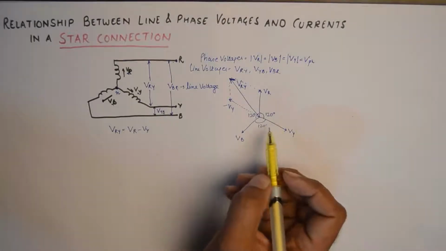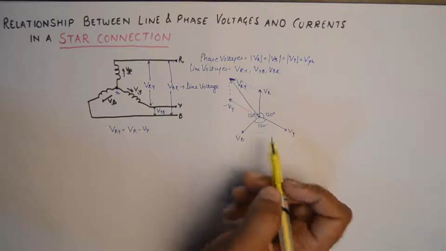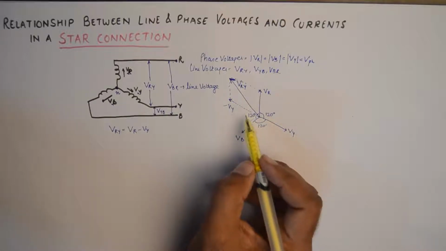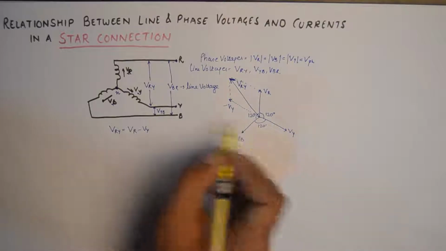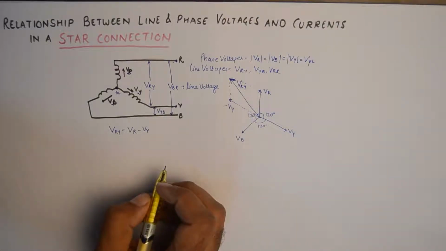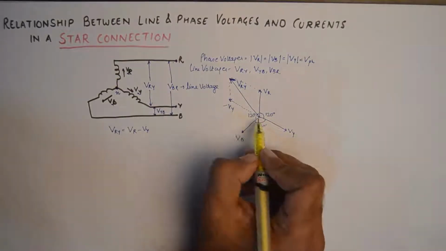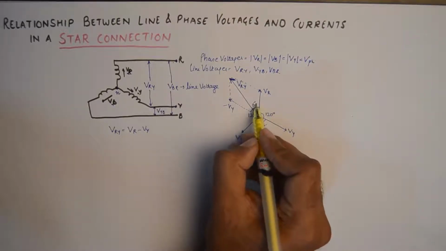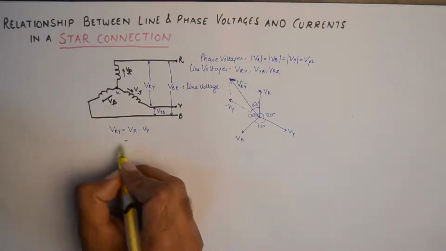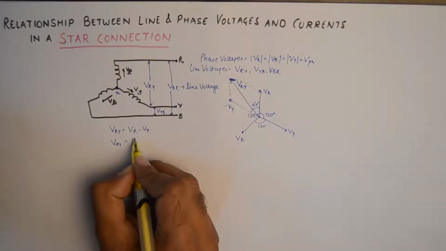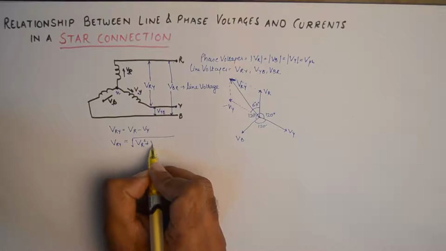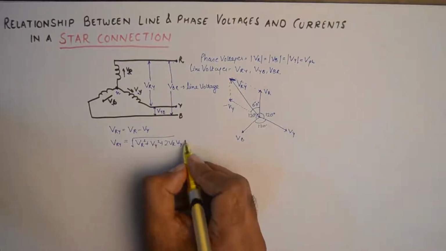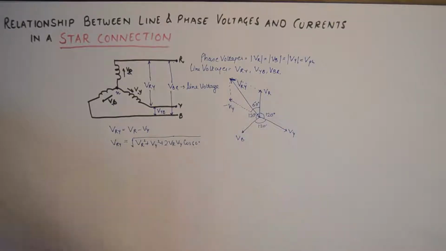So you need to manipulate the properties of the phase voltages, that they are 120 degrees separated from each other, and in order to find out the vector sum of these two voltages, we'll employ this method. And once we extrapolate this VY in the other direction, making it as minus VY, the angle between VR and VY becomes 60 degrees. So when I try to find out the magnitude, it becomes VR square plus VY square plus 2 VR VY cos of 60 degrees in under root.